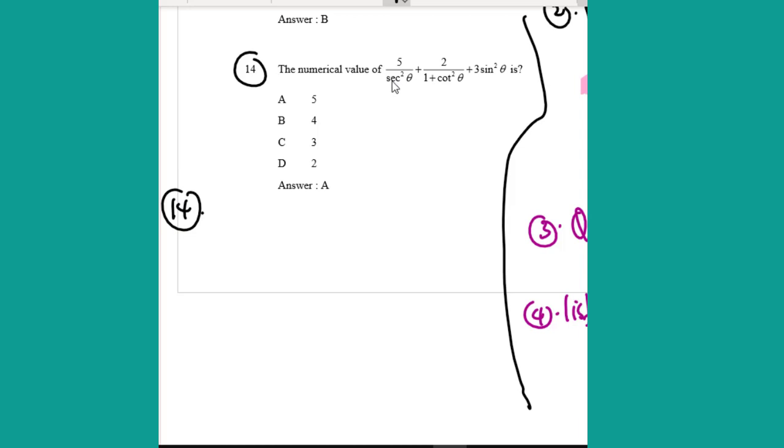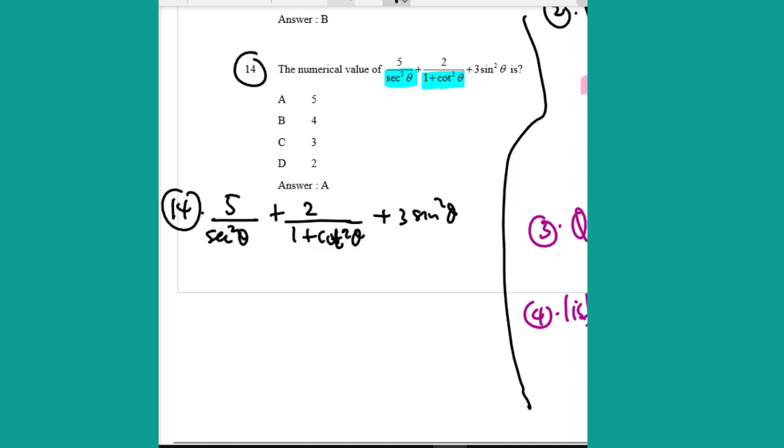This one, the second part, we're going to use identity trigo. 5 over secant theta squared plus 2 times 1 plus cot theta squared plus 3 sin theta squared. Okay, this one using the identity trigo: 1 plus cot theta squared is equal to cosecant theta squared. This is the identity trigo.